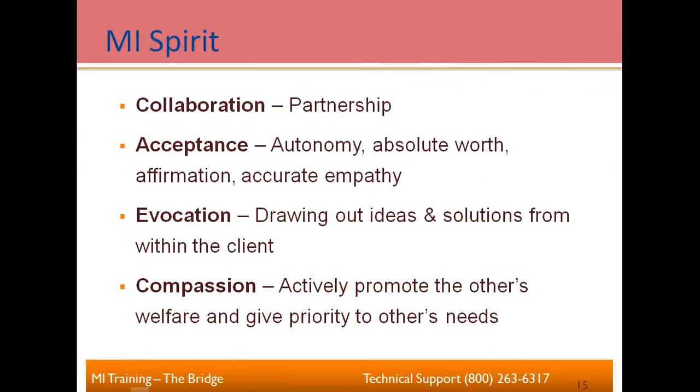And basically, MI spirit involves collaboration. We've already talked about that in terms of dancing, not wrestling. Acceptance, meaning that we've already talked about acceptance too, but let's be even a little more specific, that the client has autonomy to make the choices that are right for them. We also accept and honor their absolute worth as people.